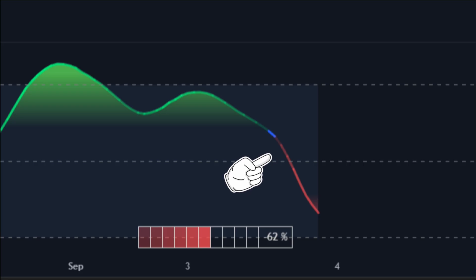Third, if it stays red and drops below the zero line, that confirms a trend reversal. And finally, check whether the trend strength is above 60% and falling. This is strong evidence that selling pressure is intensifying. When all these conditions are met, you're ready for a short entry.